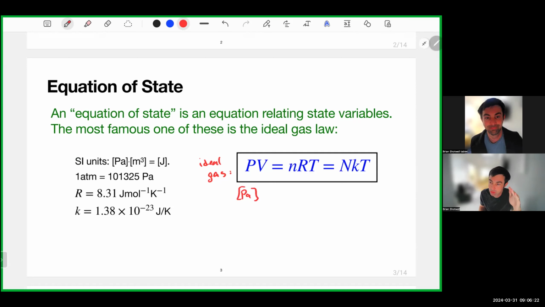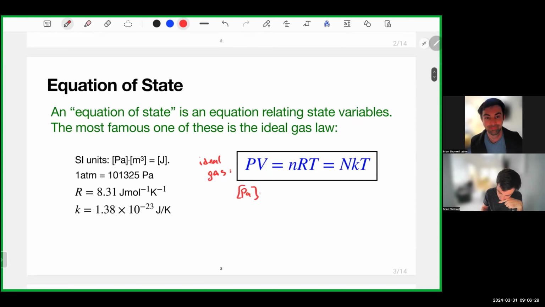And a pascal is a Newton divided by square meters, right? That's force over area, so the SI unit of force divided by the SI unit of area. And then the SI unit of volume is cubic meters. And then we have moles for the n. R is just the gas constant. I'm going to leave that blank for a second because that's just whatever it needs to be in order for all of these other units to work out.